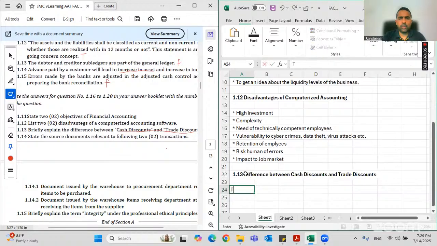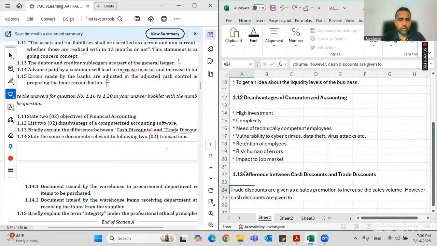Right. Well, right. Trade discounts are given as a promotion, as a sales promotion to increase the sales volume. However, cash discounts are given to collect the credit amount earlier than the credit period.